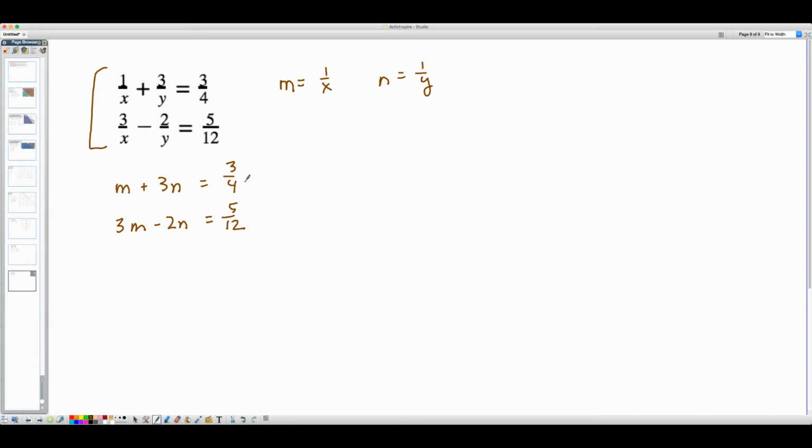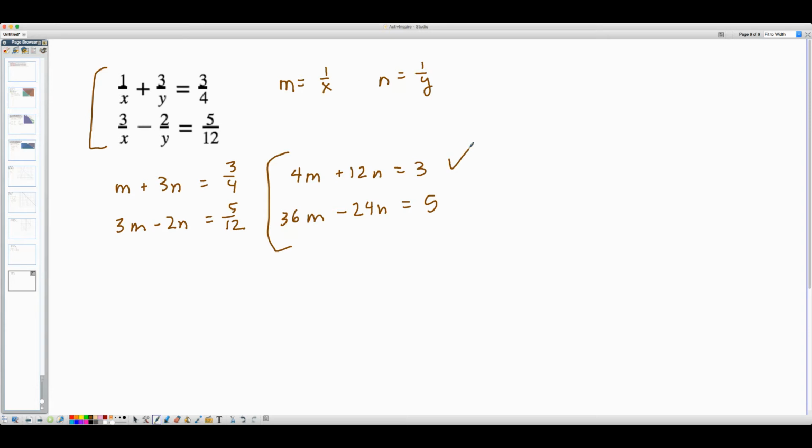And if I were to multiply this to get rid of the fractions, just to make this look a little bit easier, 4m plus 12n is equal to 3. And here I multiply this by 12, I get 36m minus 24n is equal to 5. Now I have two equations and two unknowns, and I can solve these a number of ways. I could solve for one of the variables and then substitute it. I'm going to use elimination.